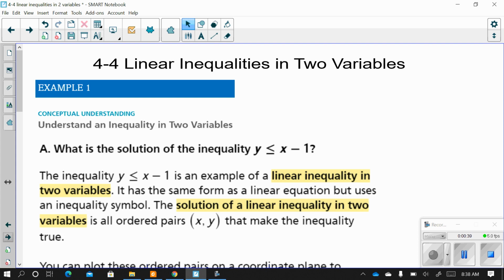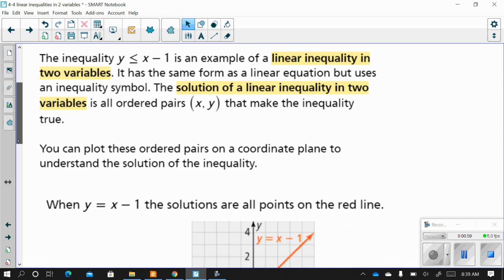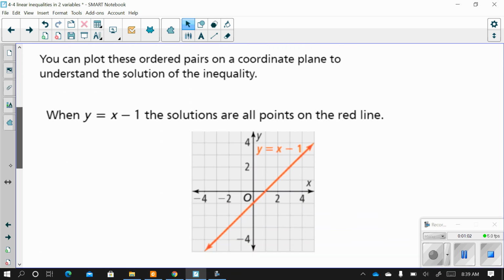Notice this looks a lot like y equals mx plus b. The only thing that's different is we have an inequality symbol instead of an equal sign. So our solution to this inequality is all ordered pairs that make the inequality true. There's more than one answer for this, so we can plot these points on a coordinate plane to understand the solution of the inequality.